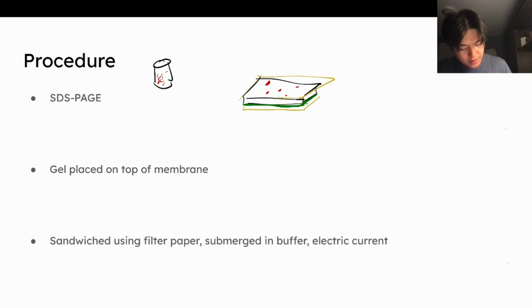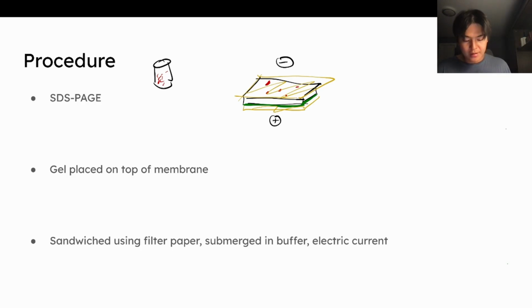Filter paper is not very important in terms of what we need. What we need is actually the buffer and an electric current using a negative cathode and a positive anode. So we have this filter paper, and then we have our cathode. Let's put it here, and we have our anode. And then we run this in some buffer, and what happens when we turn this on is that the negative proteins, since they're covered with SDS, will migrate downwards onto the membrane.